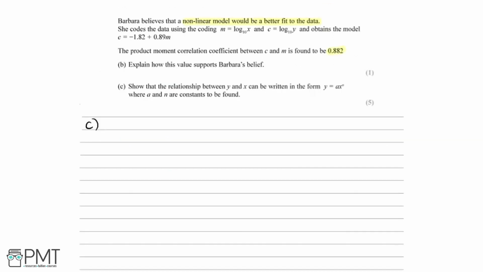So lastly, we're going to look at part C. We need to show that the relationship between y and x can be written in the form y equals a multiplied by x to the power of n, where a and n are constants to be found. And this is for 5 marks.